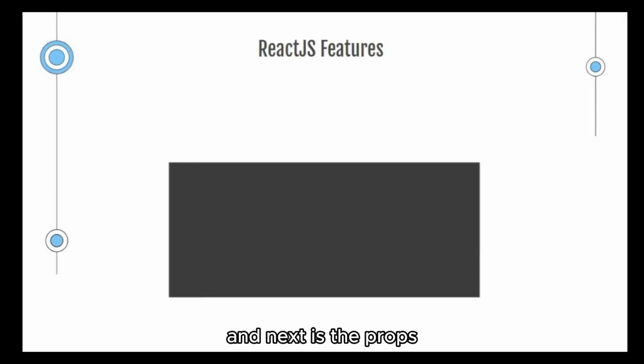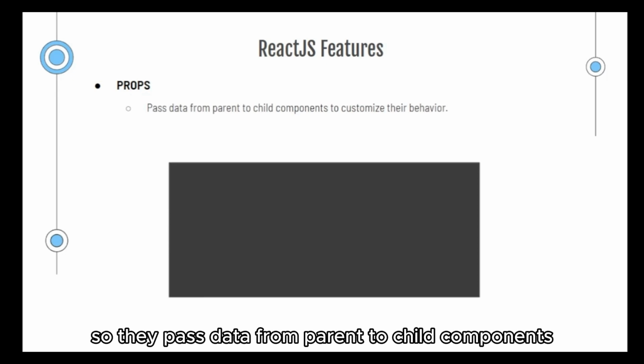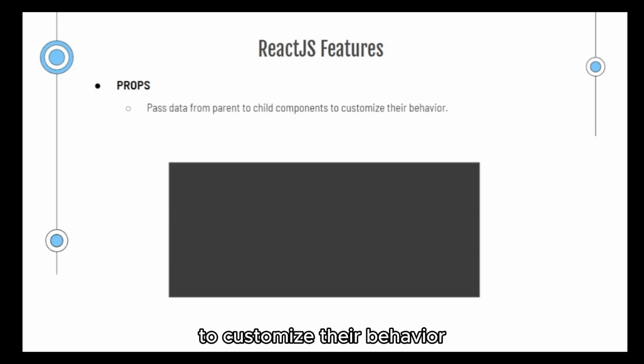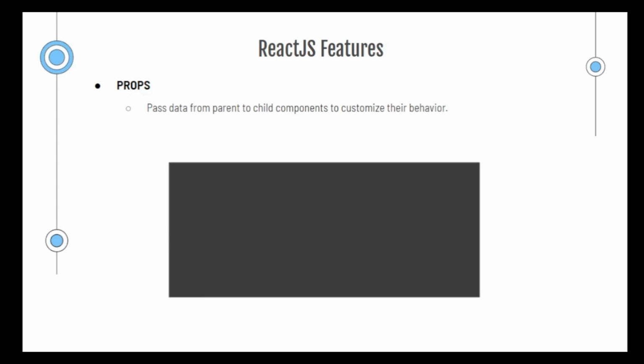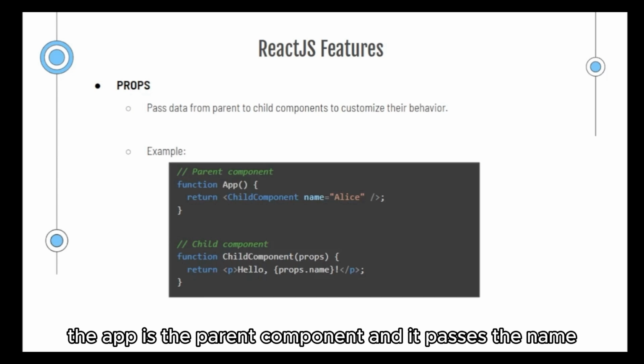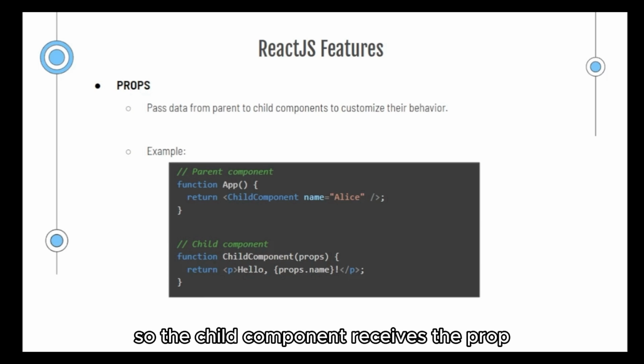And next is the props. So as mentioned, the props, short for properties, allow the user to pass arguments or data to components. So they pass data from parent to child components to customize their behavior. So props help make the components more dynamic. So here, in this example, the app is the parent component, and it passes the name prop or the name property to the child component. So the child component receives the prop and then uses it to customize its behavior.